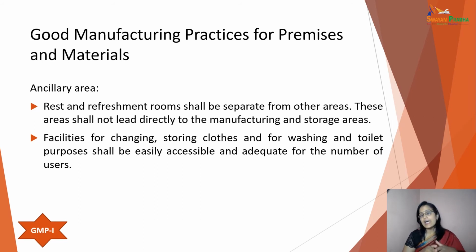Next is ancillary area. Rest and refreshment rooms shall be separate from the other areas. These are some of the ancillary areas we are talking about. These areas shall not lead directly to the manufacturing and storage area. Facilities for changing and storing clothes, for washing and for toilet purposes shall be easily accessible and adequate for the number of users. Toilets, separate for male and female, shall not be directly connected to the production or storage area.